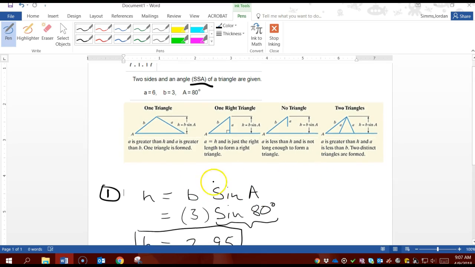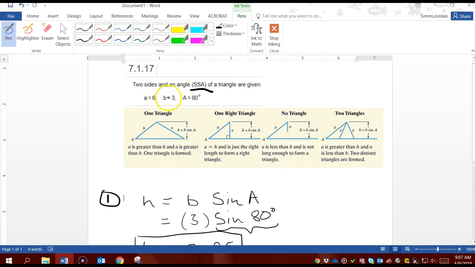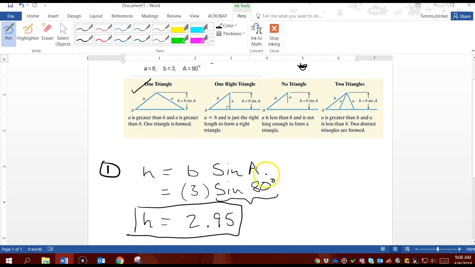So number one, I know the height, h. For one triangle, a is greater than h, and a is greater than b. And that's true here. So here's our situation. We have one triangle, so we're good to go. The reason I'm doing this is that if there is no triangle, I can just indicate that right off the bat. I don't have to start working the problem and waiting for my numbers to go crazy.